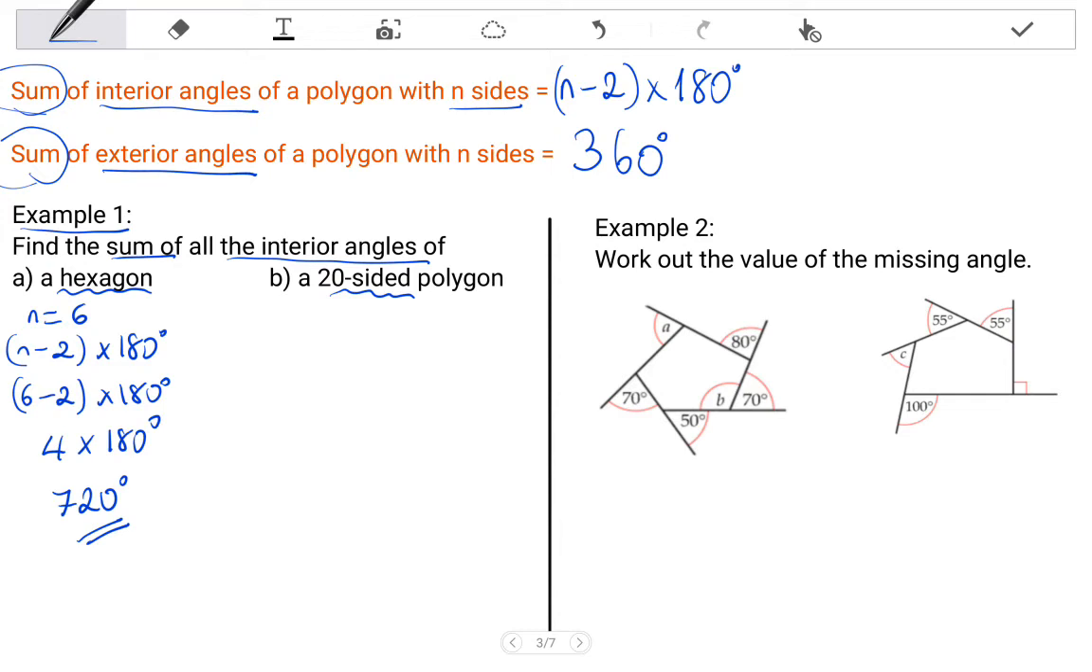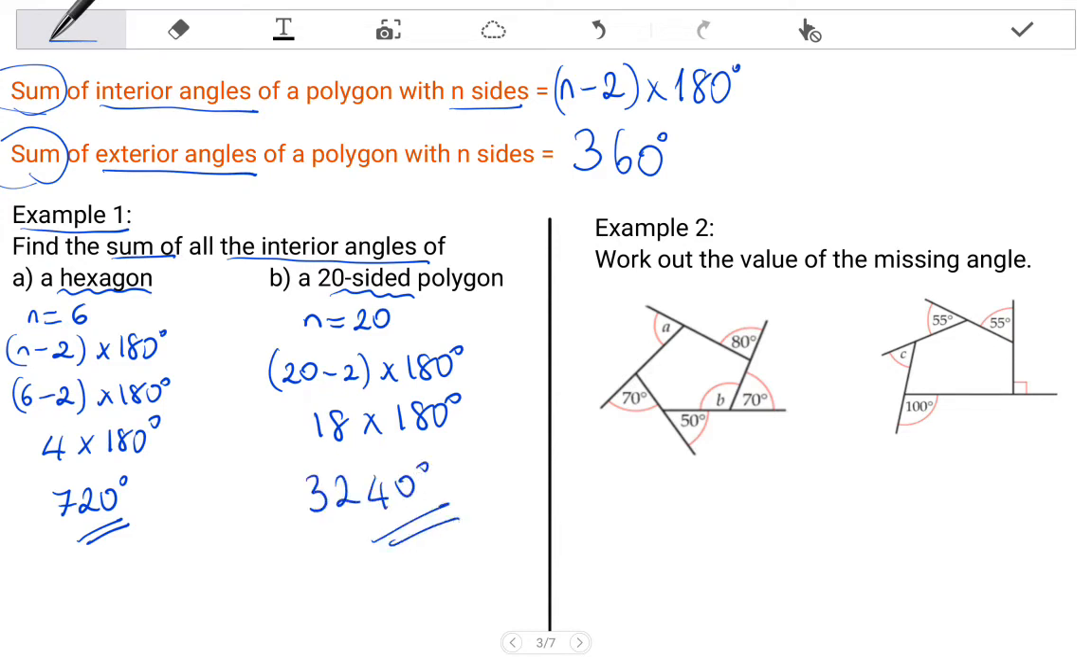When there are 20 sides, n is 20 in this example. So take away 2 from the number of sides and multiply it by 180. 18 times 180 will give us 3240 degrees. So this is the sum of interior angles of a 20-sided polygon.